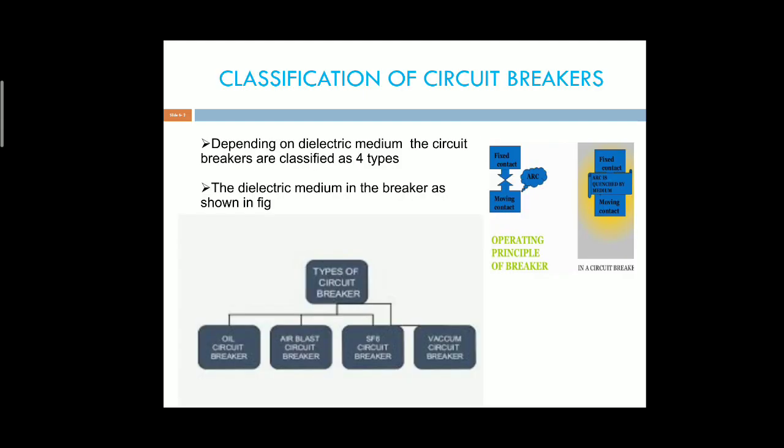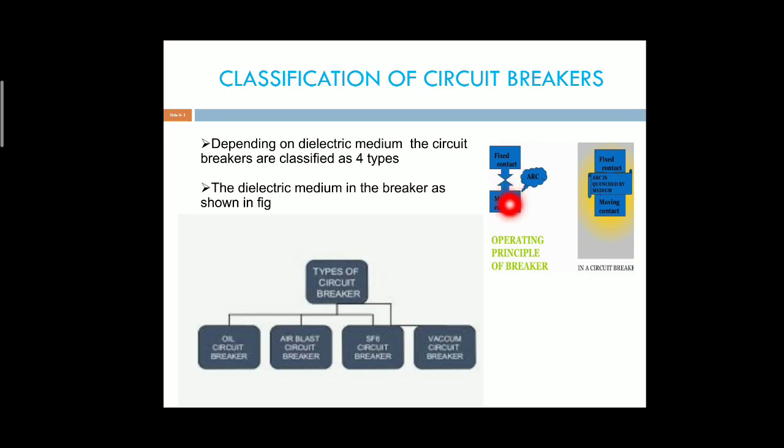Now see the different types of circuit breakers, that is, the classifications of circuit breakers. Depending on the dielectric medium, the circuit breakers are classified into 4 types. This is the operating principle of a circuit breaker. This is the fixed contact and this is the moving contact.